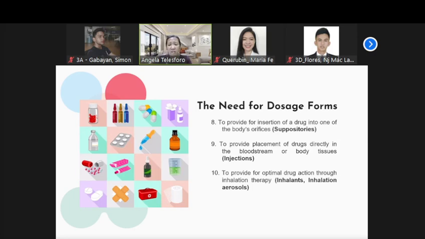So, depende yun na siya, no? Anesthesia are given sometimes through inhalation. Okay.